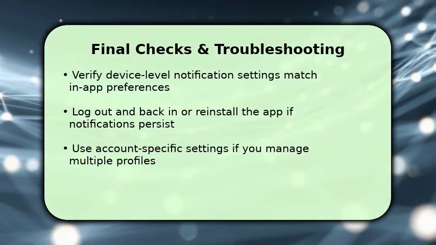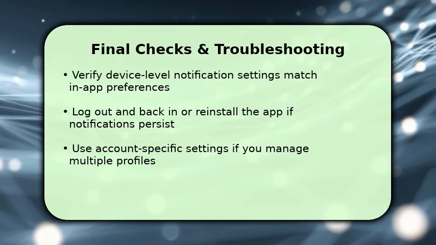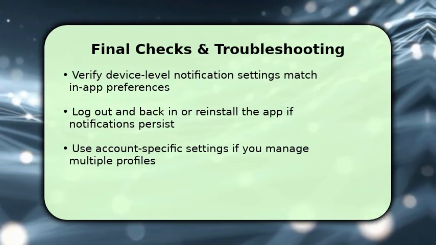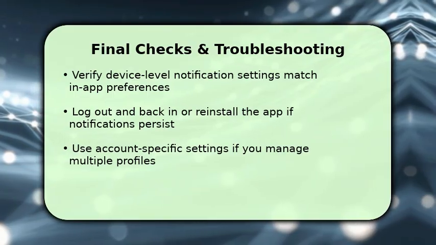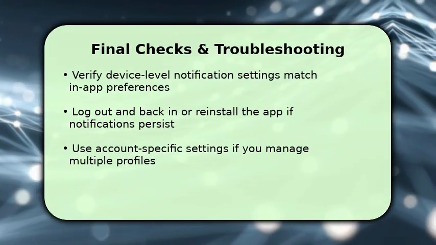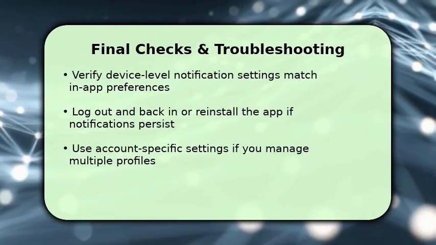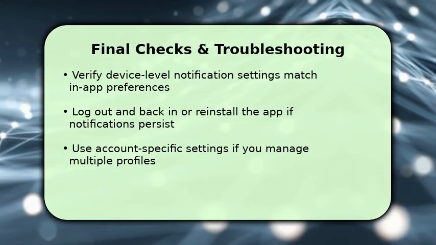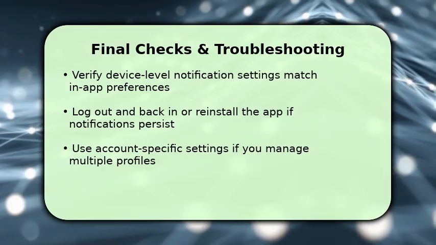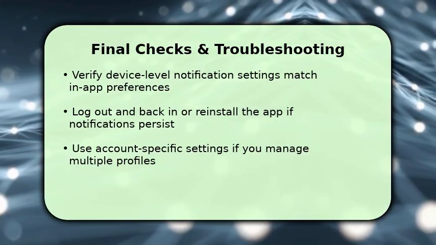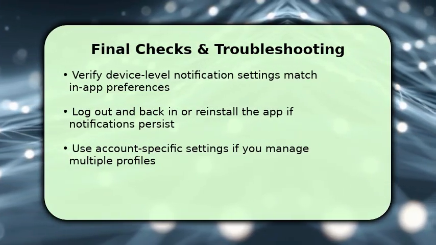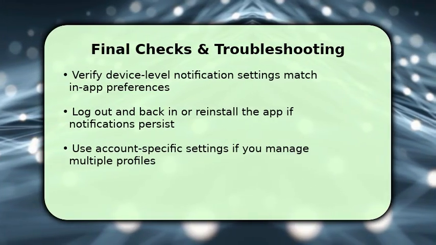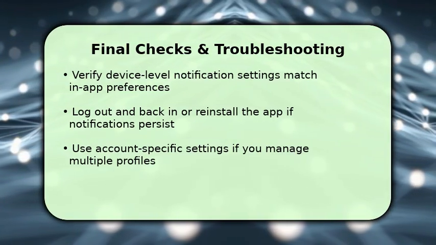You finish by confirming device notification settings. Don't override the app. Go to your phone settings, find Instagram, and ensure push permissions align with the in-app off choices. If notifications persist, log out and log back in, and if needed, reinstall Instagram. This clears stale caches that can re-enable alerts. Make sure to repeat these steps for each account if you manage multiple profiles. If you still see notifications, check for linked apps or third-party services that may send alerts on your behalf.